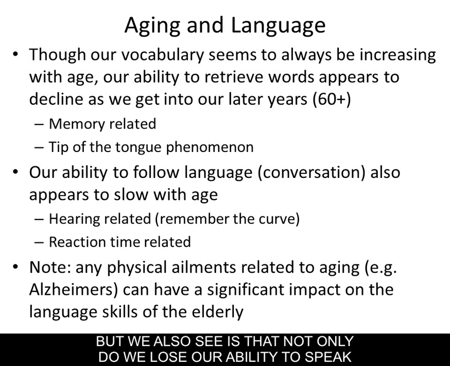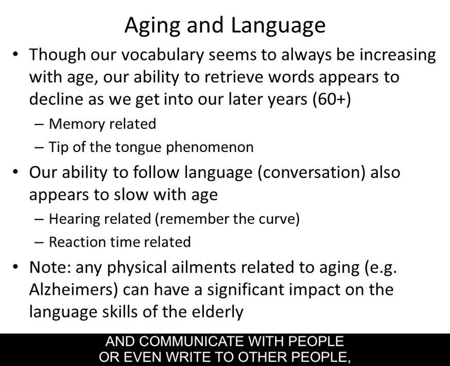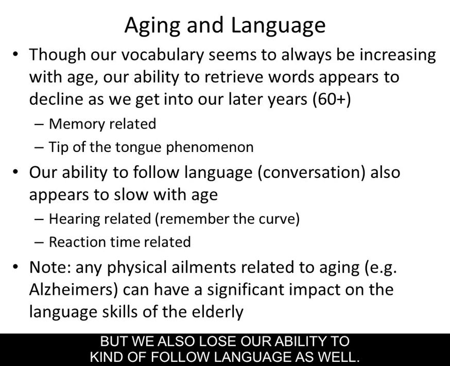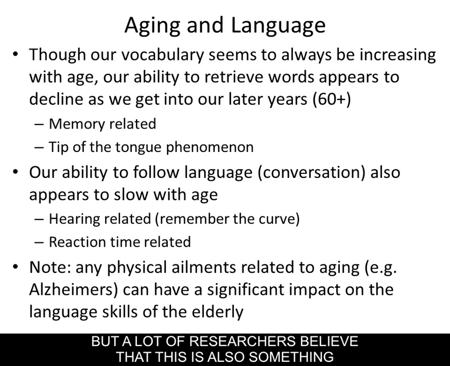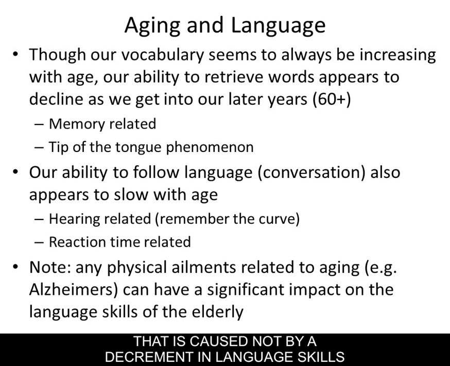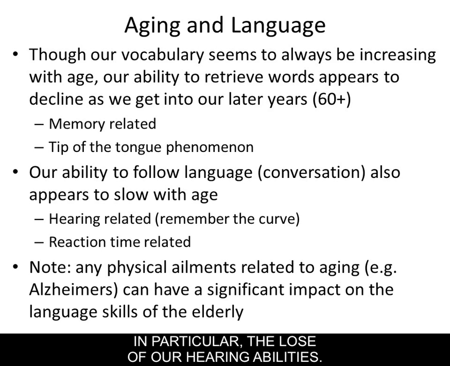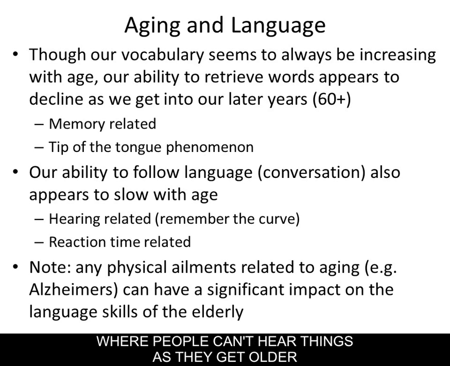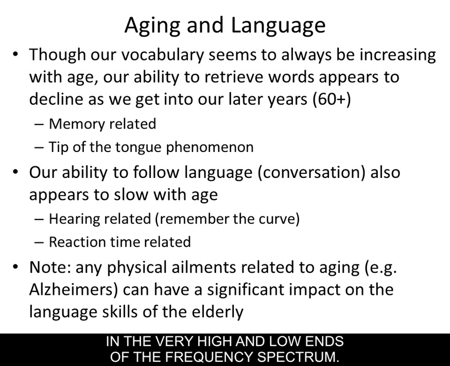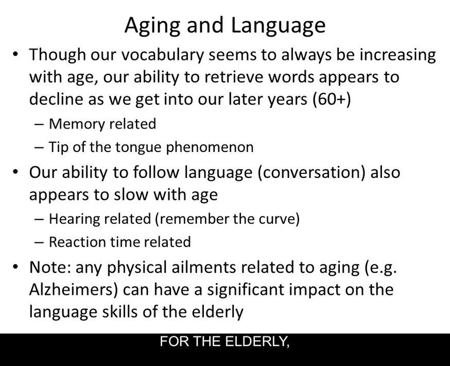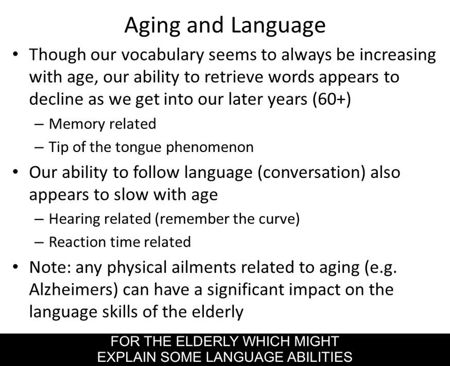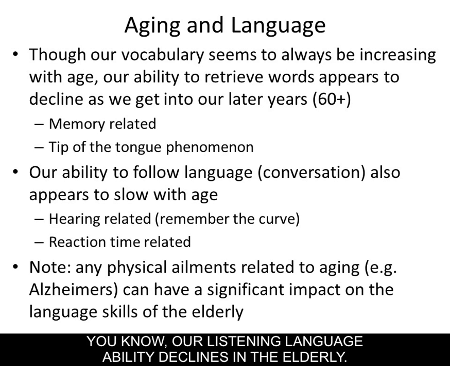But what we also see is that not only do we lose our ability to speak and communicate with people or even write to other people, but we also lose our ability to follow language as well. A lot of researchers believe that this is caused not by a decrement in language skills over age, but by a decrement in other physical attributes as we age, in particular a loss of our hearing abilities. Remember that curve we talked about earlier, where people can't hear things as they get older in the very high and low ends of the frequency spectrum. Young children are almost impossible to hear for the elderly, and people that speak very low are very difficult to hear for the elderly, which might explain some listening language ability declines in the elderly.